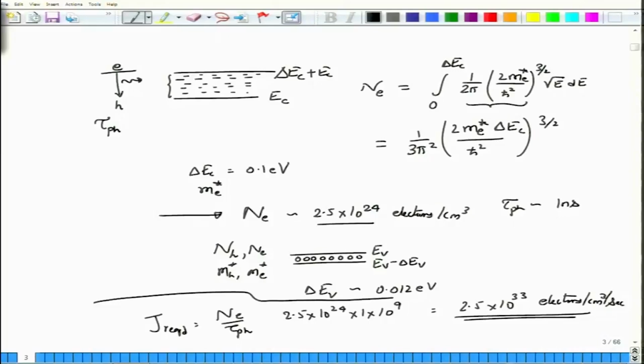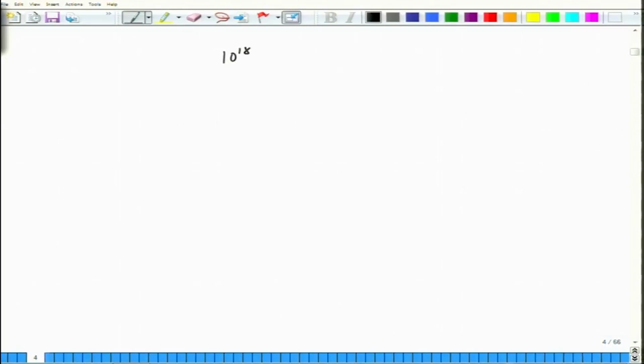So, at the end of the previous module we had this particular calculation done, where we showed that the required current density to maintain an electron density of 2.5 into 10 to the power 24 electrons per centimeter cube would be about 2.5 into 10 to the power 33 electrons per centimeter cube per second. This value is quite large, so you do not really require order of magnitude 10 to the power 24 electrons per centimeter cube. You require somewhere around 10 to the power 18. So, let us say 2.5 into 10 to the power 18 electrons per centimeter cube is what you normally require, and of course the corresponding value of the holes as well.